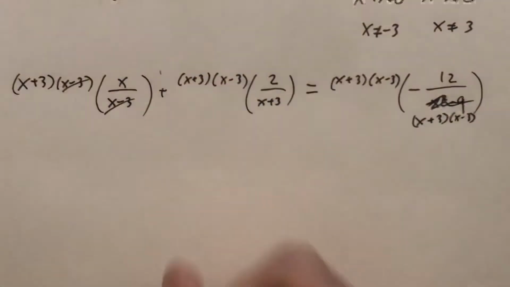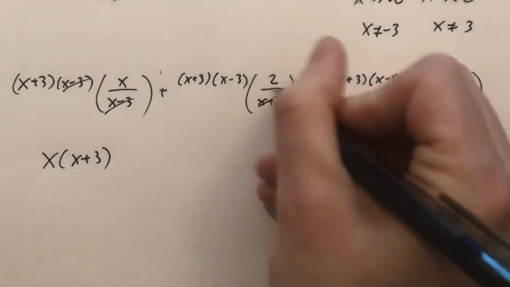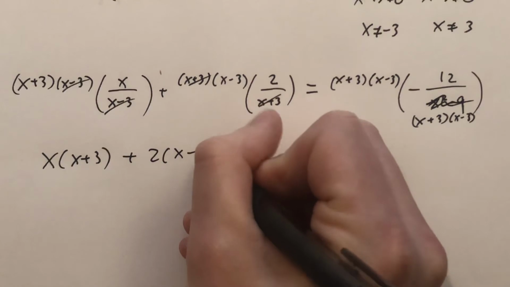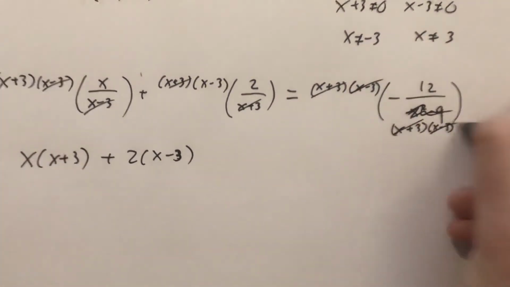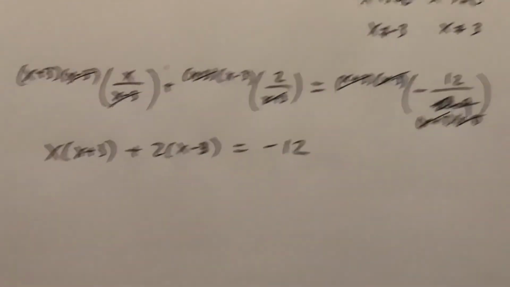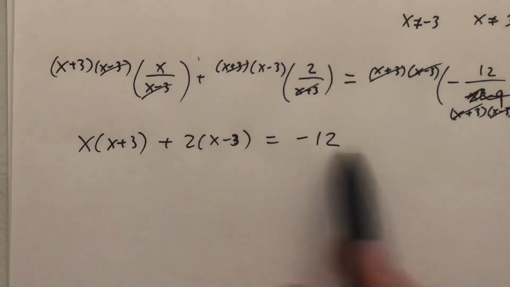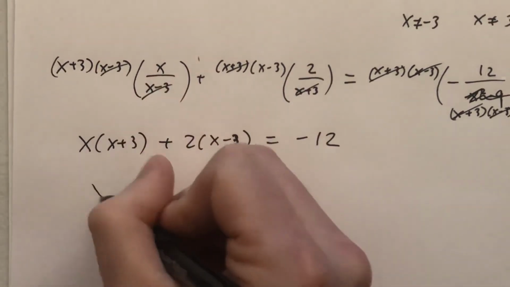So x minus 3's cancel. Left with an x times x plus 3. X plus 3's cancel. Left with a 2 times x minus 3. Here, the reason I want the factored form is they both cancel. Left with just a negative 12. So after you do that step, it should always be much simpler, right? No fractions at all. Now we just go to simplify and combine like terms.